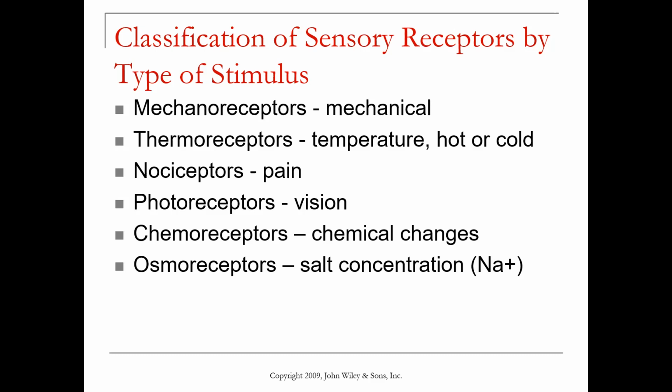Osmoreceptors, I should have said water because this is how we actually detect water levels. Osmoreceptors monitor salt concentrations. And we do that by monitoring sodium. Now, how does that let us detect water? Well, it doesn't let us detect water directly, but it lets us detect our water levels in our bodies indirectly. Because if our salt concentration goes up, our water level goes down. And so we watch the salt levels.